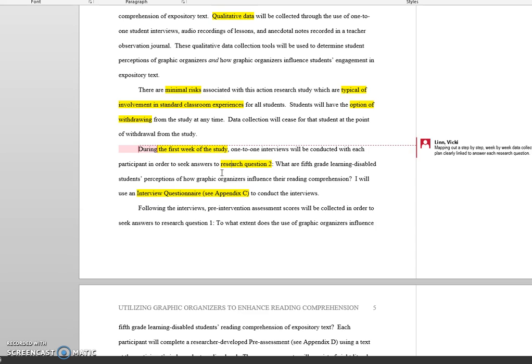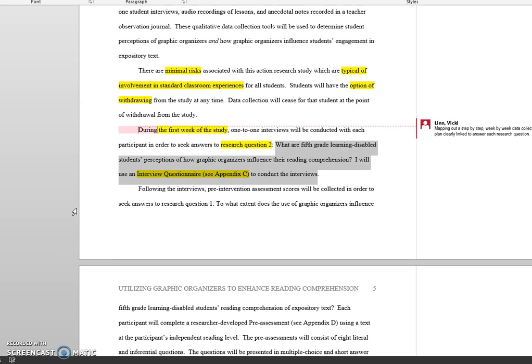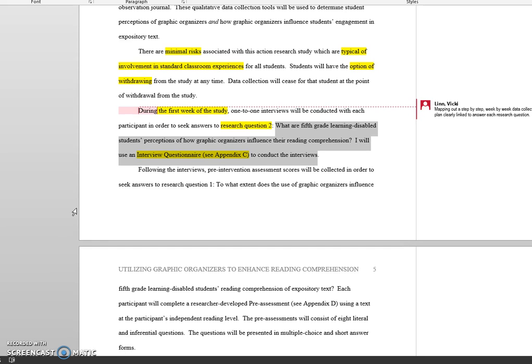And then she also indicates very, very well below that she's going to utilize an interview questionnaire. That's her data collection instrument, and she refers to it as Appendix C. Again, thinking in progression. That's the first week of the study. It's what she does after the principal consent, after the parent and student consent, and that's why this particular instrument becomes Appendix C.